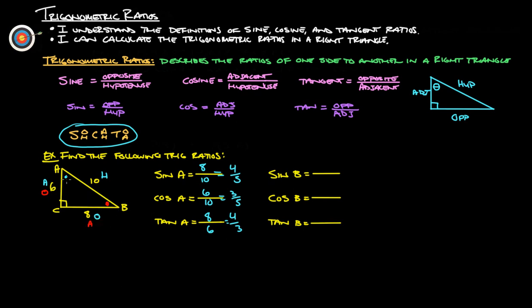Depending on what angle you're coming from is going to change your adjacent and your opposite side. Your hypotenuse will always be the long side across from the right angle, but it depends on which angle you're looking at as to which is opposite and which is adjacent.